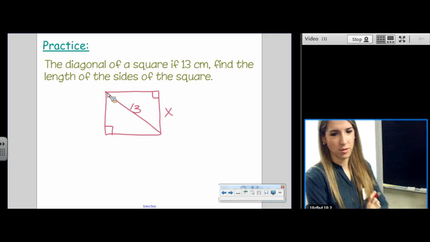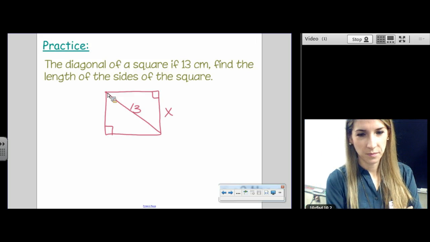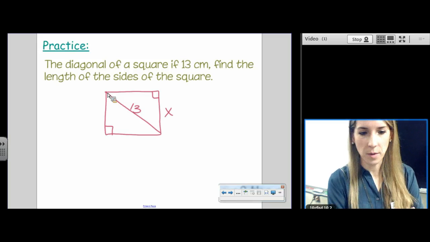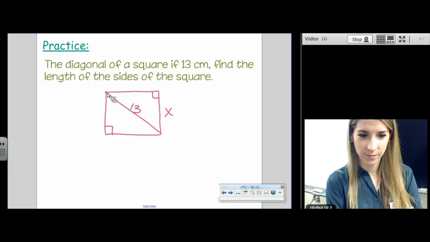What do you want to do? What can we do here? Triple? No, this one's not a Pythagorean triple, because that would make it a rectangle. If it was 5, 12, 13, that would be a rectangle and not a square.